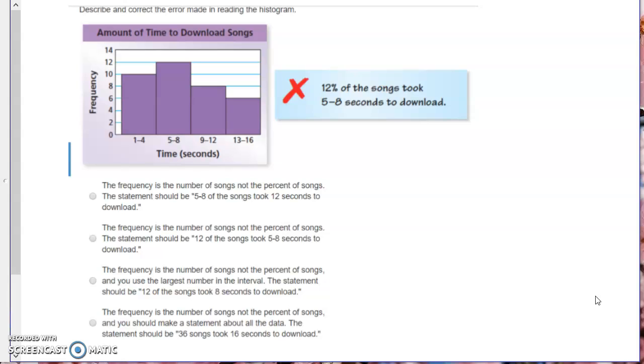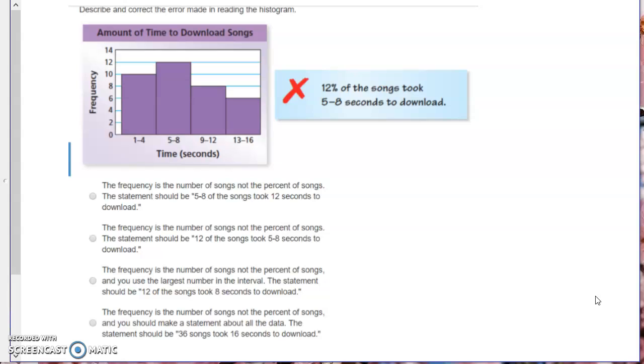So question number 11 says, describe and correct the error made in reading the histogram. So it has the amount of time to download songs, and you see the frequency. So it took 1 to 4 seconds for 10 songs. It took 5 to 8 seconds for 12 songs, 9 to 12 seconds for 8 songs, and then 13 to 16 seconds for 6 songs. And they made the statement 12% of the songs took 5 to 8 seconds to download.